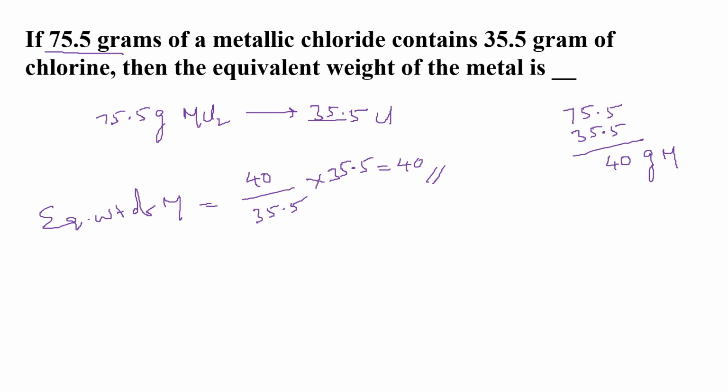Like this you have to do. First of all you have to calculate the mass of the metal, because the metal chloride is given. Here it is given how much chlorine is present in that substance. By removing this chlorine, automatically you will get the mass of the metal. So mass of the metal divided by the chlorine mass into the equivalent weight of chlorine, 35.5. So finally you will get the equivalent weight of metal, that is 40.